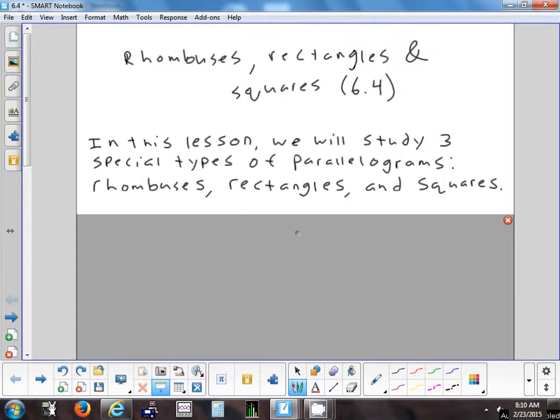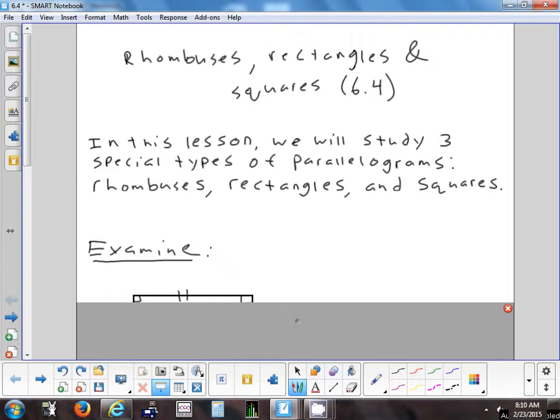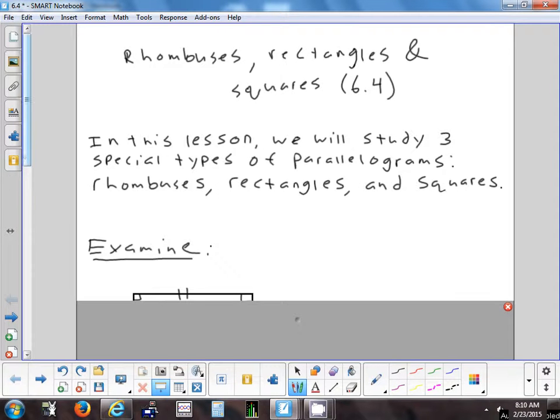What about the diagonals in a parallelogram? What happens there? Yeah, they bisect each other. So if you draw diagonals in a rhombus, a rectangle, or a square, they bisect each other. So those are some of the general ideas that apply to parallelograms. We're going to look at some more specific ones in a few minutes.